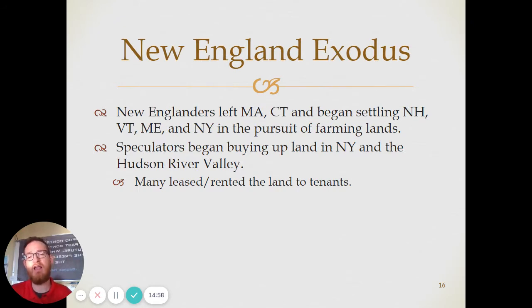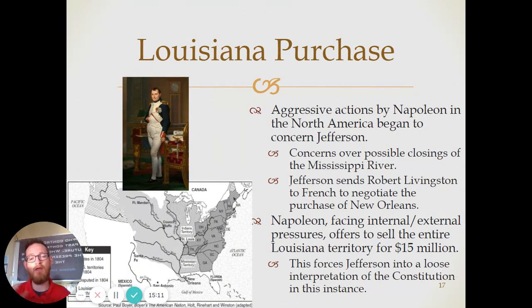You would also see a lot of people leaving New England to move out west in pursuit of farming lands and that kind of thing as well. So you're having a lot of people move out to the western part of the new United States so that they could farm. So with this, we get to the Louisiana Purchase.